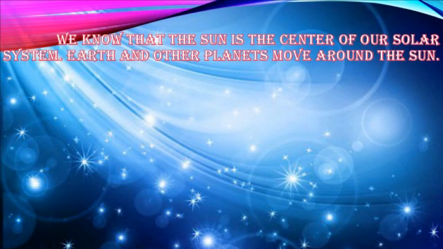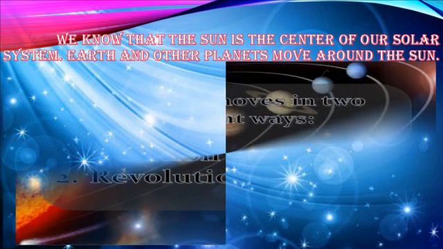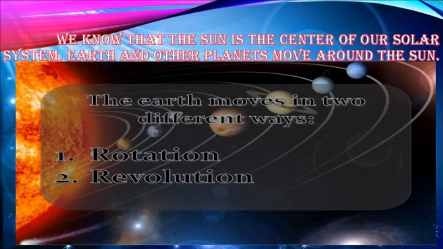We know that the sun is the center of our solar system. Earth and other planets move around the sun. The Earth moves in two different ways. The first one is about rotation and the second one is about revolution.